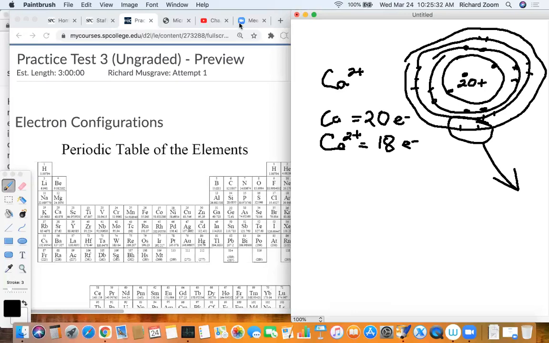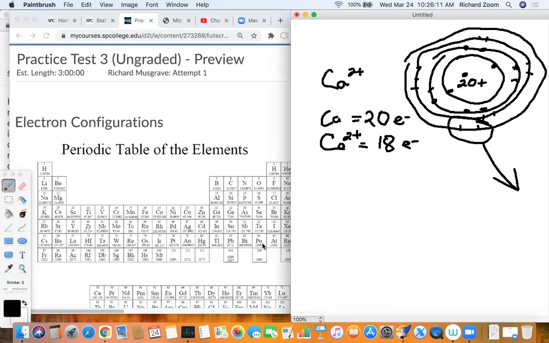Okay, I'm going to do a poll here, see how you're doing with it. All right, how do you feel about the Ca2+ having 18 electrons? Okay, 5 seconds, 4, 3, 2, 1. All right, seems like everybody understands that. Anybody have any questions? All right.